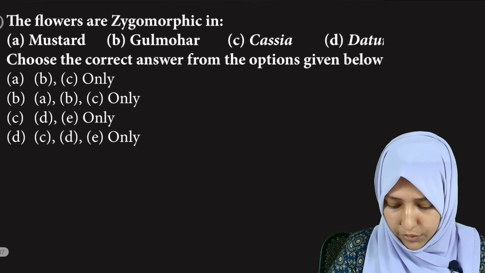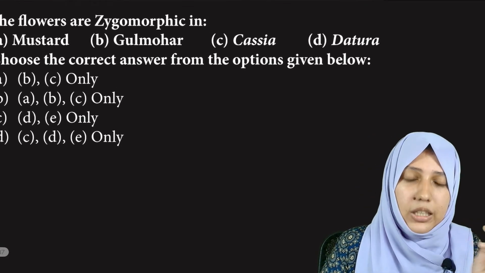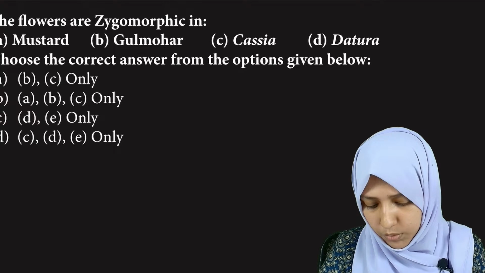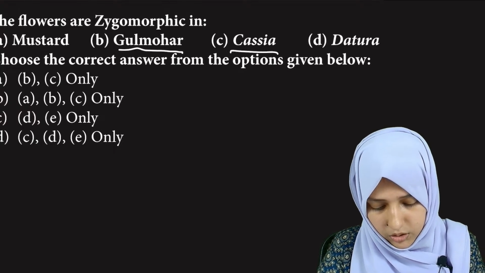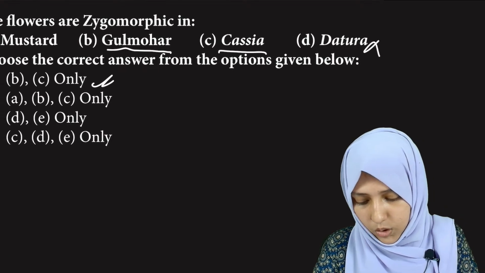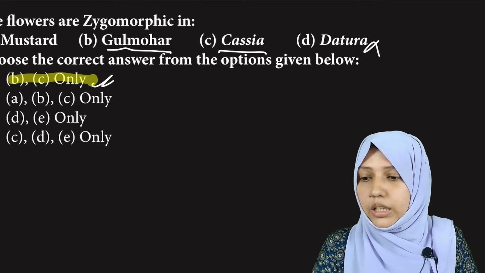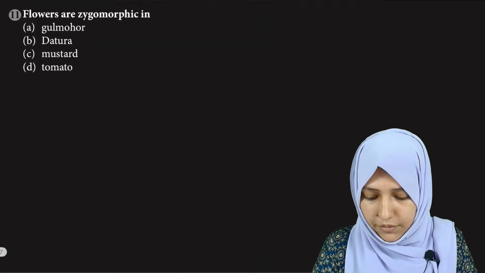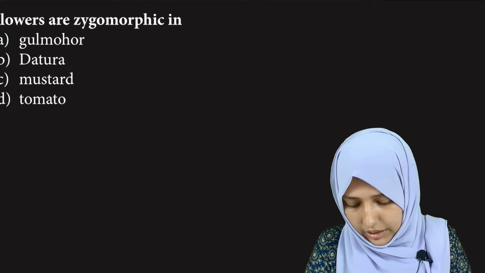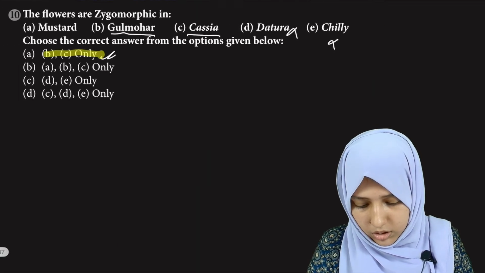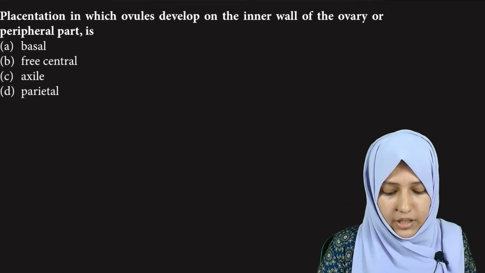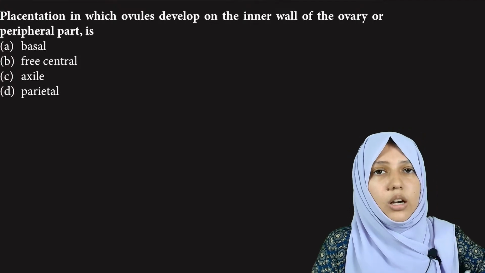Now, the flowers are zygomorphic in. Zygomorphic means bilaterally symmetrical. So mustard is not bilaterally symmetrical. Then Gulmohar is bilaterally symmetrical, and in Cassia also it is bilaterally symmetrical. In Datura and chilli it is not. So B and C, option A is the right answer. Clear? Again we have discussed it: it is zygomorphic in Gulmohar and Cassia.